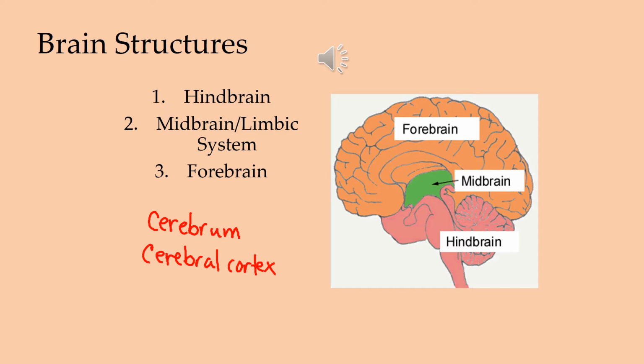This is the largest portion of the brain. It's the gray matter that you would see if you looked at a diagram. The forebrain is sometimes called the cerebrum or cerebral cortex. The forebrain is responsible for your higher mental thoughts.